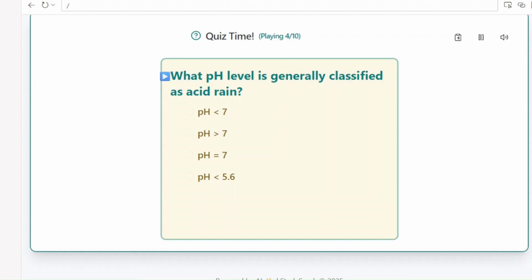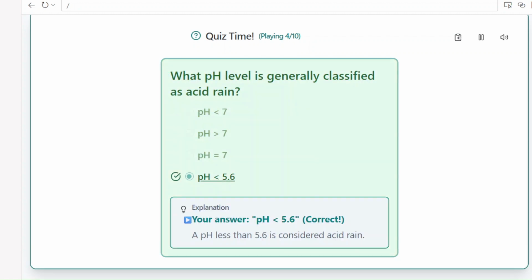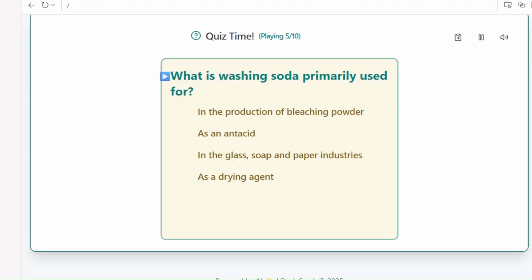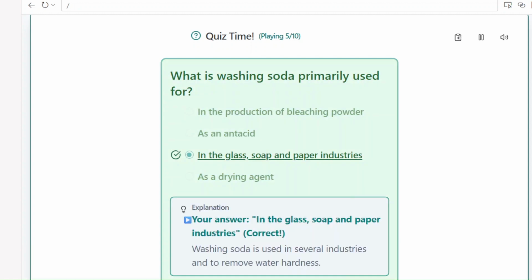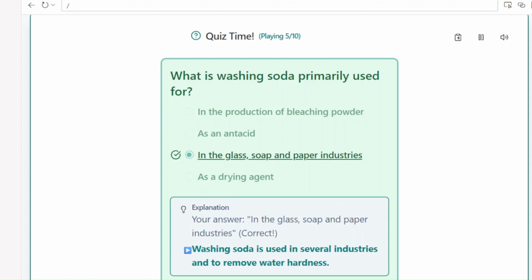What pH level is generally classified as acid rain? The correct answer is pH less than 5.6. Explanation: a pH less than 5.6 is considered acid rain. What is washing soda primarily used for? The correct answer is in the glass, soap and paper industries. Explanation: washing soda is used in several industries and to remove water hardness.